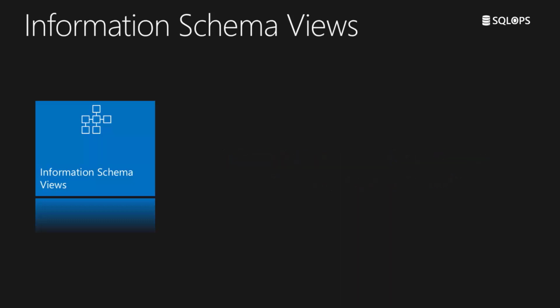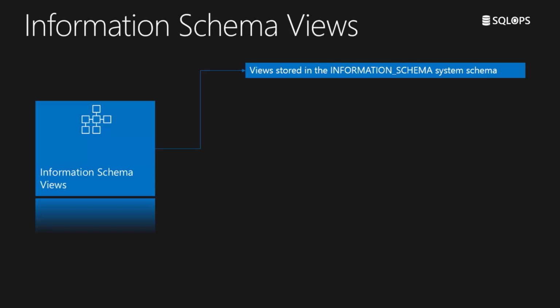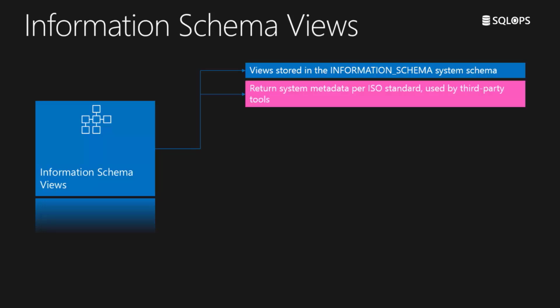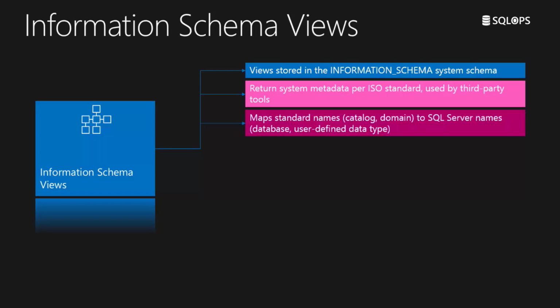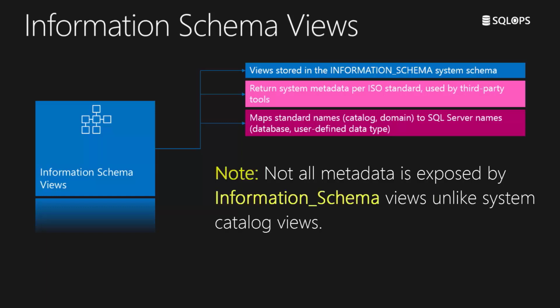When you want to decide which views to use between SQL Server specific system catalog views and information schema views, you need to know that information schema views are stored in their own schema called INFORMATION_SCHEMA, and system catalog views are stored in the sys schema. And they return system metadata per ISO standard, and this data can be used by third-party tools. Information schema views use standard terminology instead of SQL Server terms. For example, they use catalog instead of database and domain instead of user-defined data type. So you may have to adjust your queries accordingly.